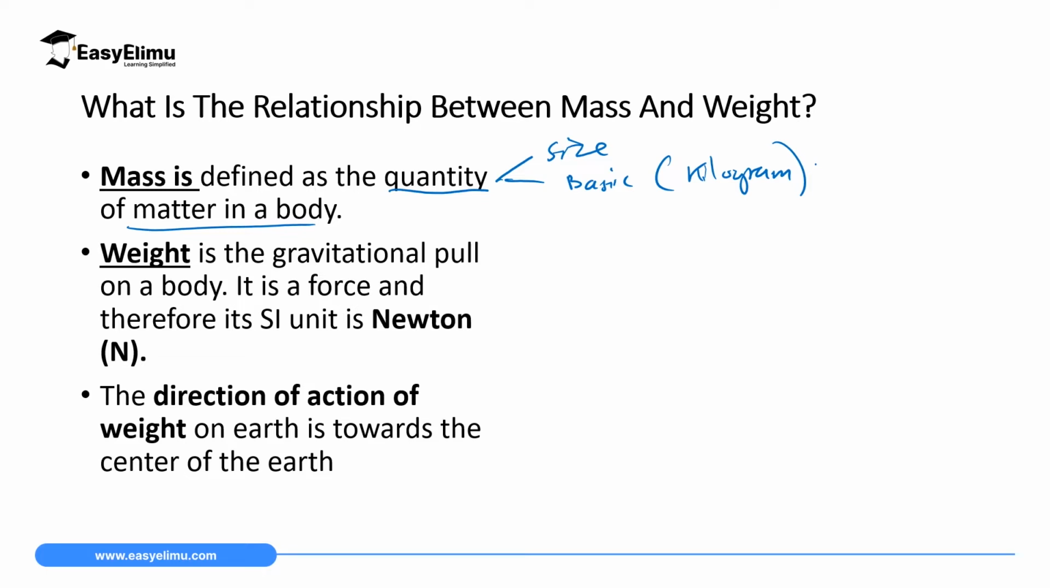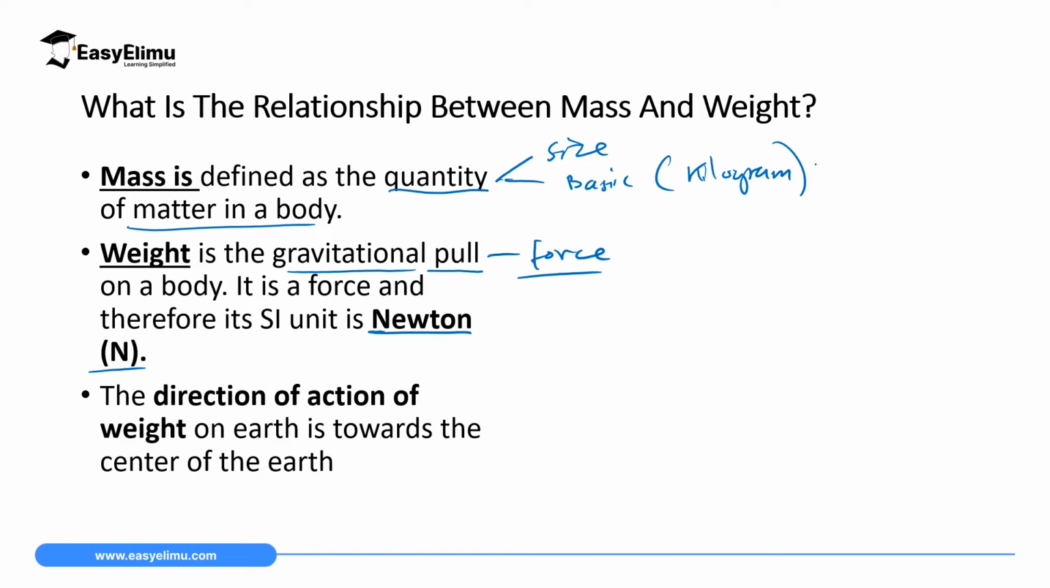Now, weight is the gravitational pull on a body. So if you have a body of a certain mass, and it's experiencing a gravitational force, remember we discussed the gravitational force, that one we are going to call weight. Now, since weight is a force, because a pull is a force, then its SI unit will be the newton, because we said all forces are measured in newtons, whose symbol is capital N.